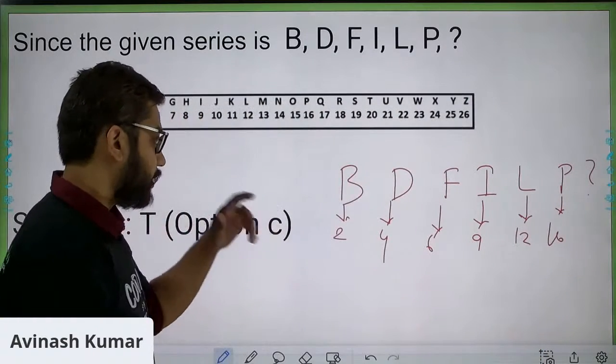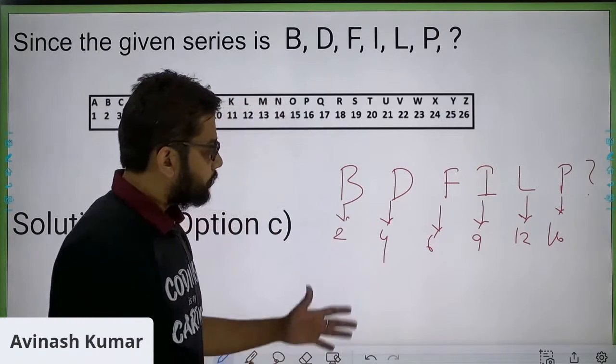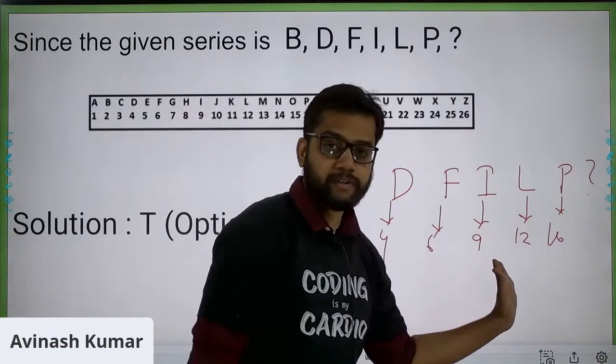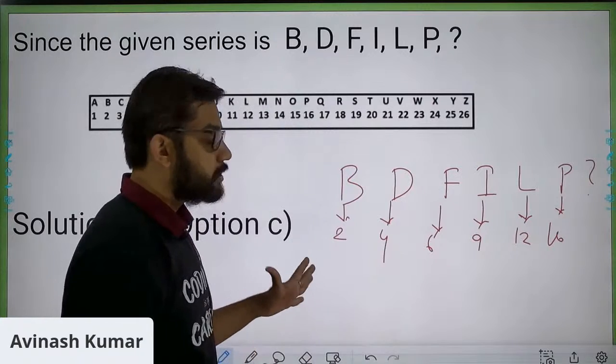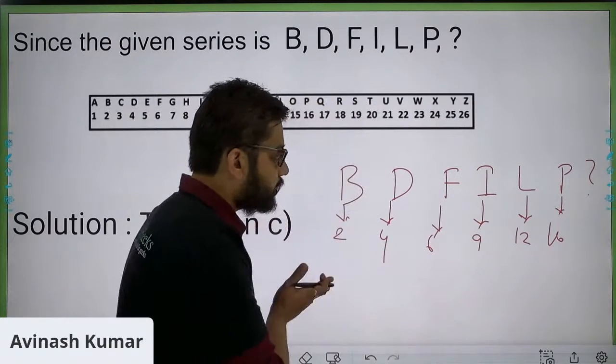We have to find which way the series is going. Whenever you see this, there is not a single simple pattern here. It's not that all the numbers are even, and not that all the numbers are odd. So we have to see in what manner the numbers are going. This number is increasing.